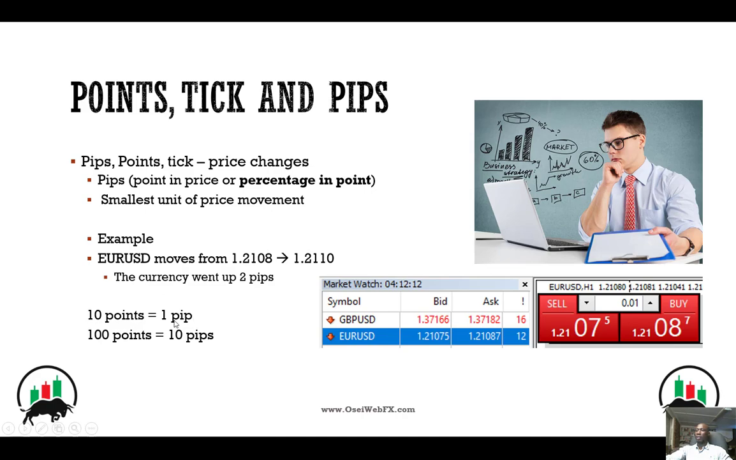Also, 10 points is equal to 1 pip, and 100 points is equal to 10 pips. The conversion is very simple. You are either dividing or multiplying, or better yet, you'd be adding 0 or taking away 0. Very simple to convert points into pips.